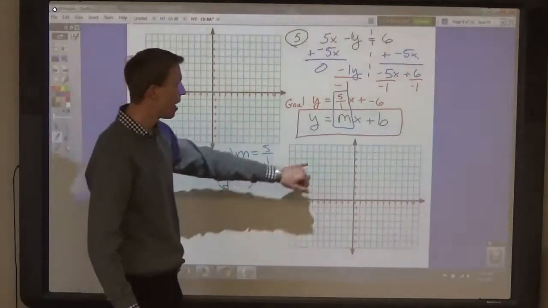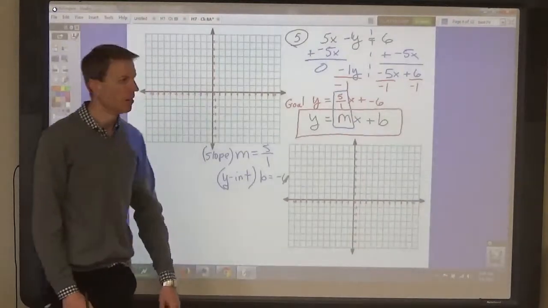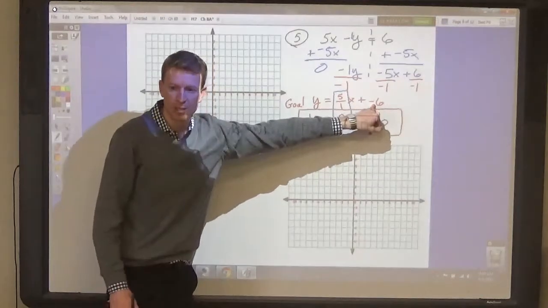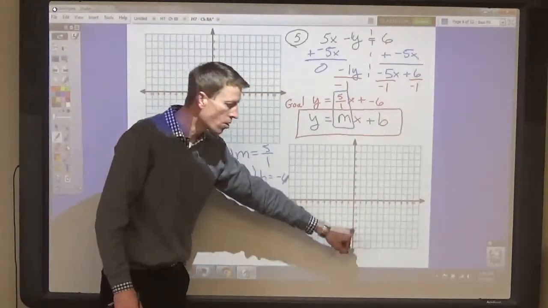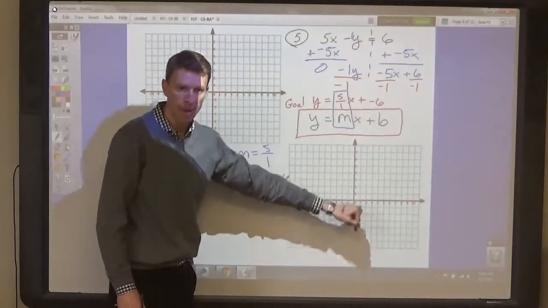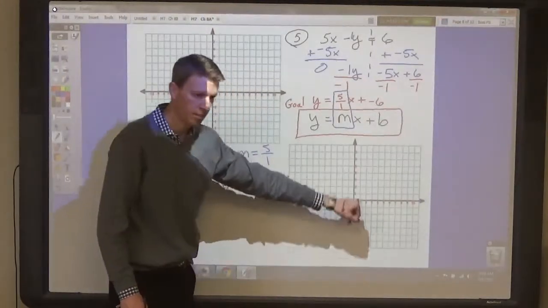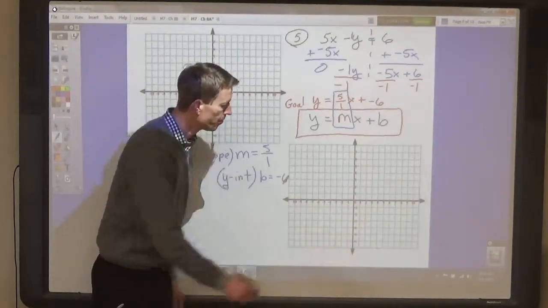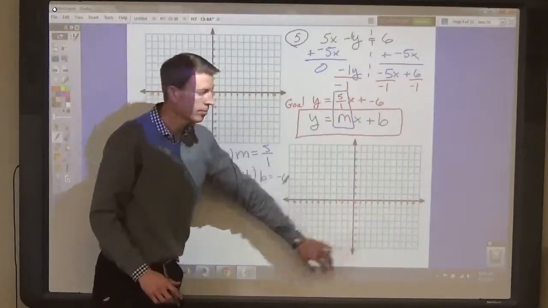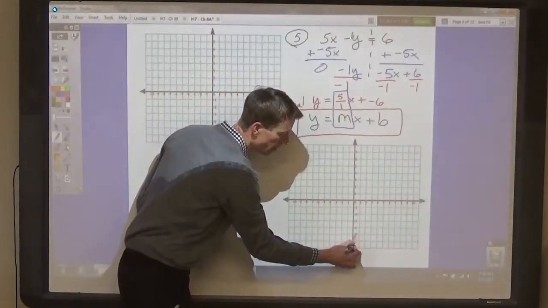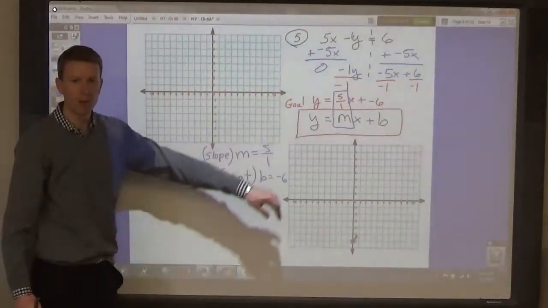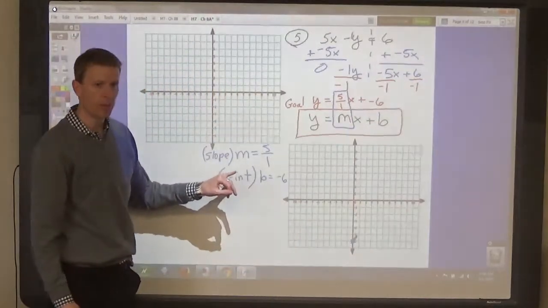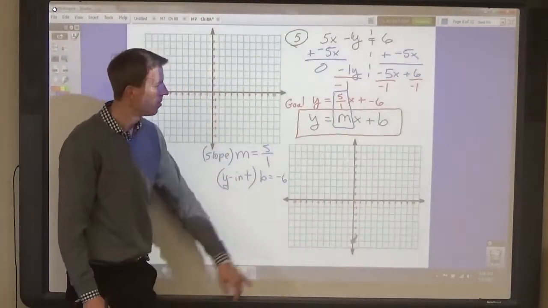Now, here's how we graph this. Everybody look up here. Start with the y-intercept, because that's where the line is going to cross the y-axis. Okay? And so we can mark this point on the y-axis. Mark b on the y-axis. Okay? Just watch. So we would mark negative 6 first. Everybody look up here. And then we would graph the slope. Okay?